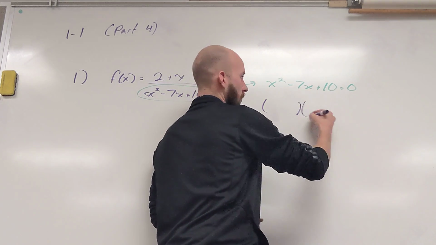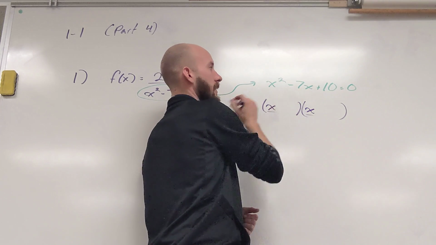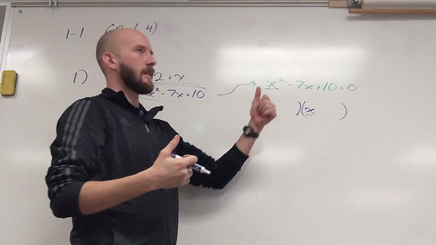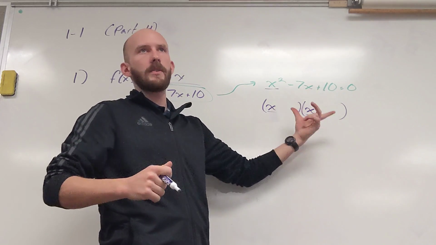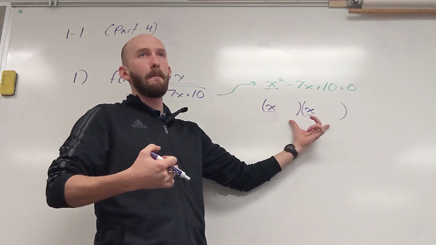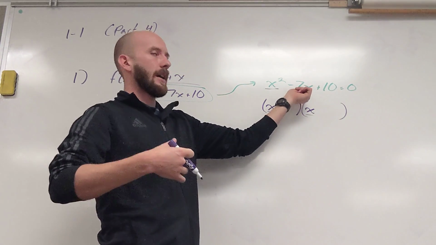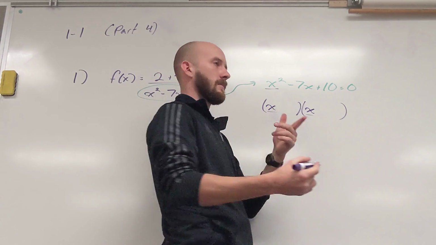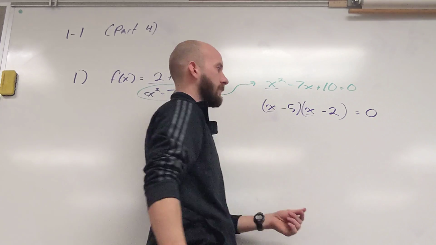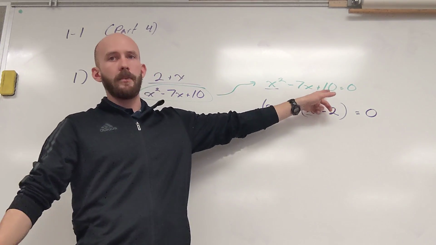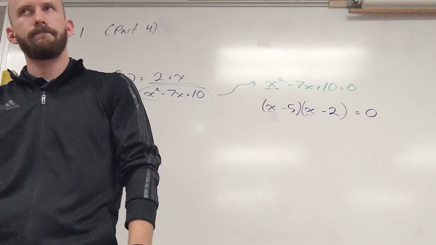It's going to be two binomials, and the first thing in each has to be x in order to get the x squared. The last is going to be 10, so two numbers both have to multiply to be 10, and the outer and the inner, the sum of those, has to be -7. So 1 and 2, and both have to be negative. These multiply to be +10, and the outer and the inner are going to add to be the -7x.